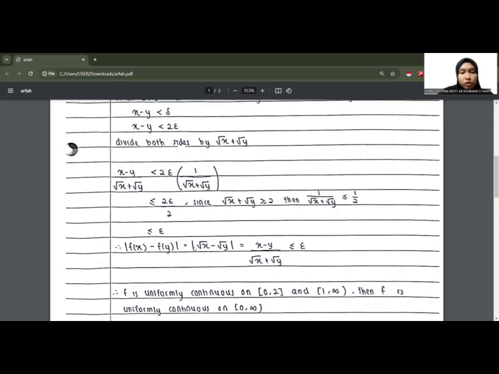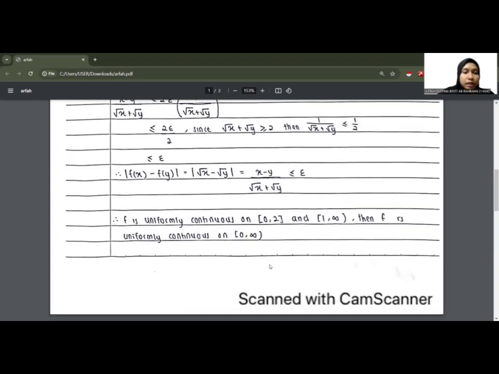So from the definition, we show that |f(x) minus f(y)| equals |square root of x minus square root of y|. Then we can change this expression by multiplying by the conjugate, square root of x plus square root of y over square root of x plus square root of y. And we will get (x minus y) over (square root of x plus square root of y) is less than epsilon. So we can say that function f is uniformly continuous on [0, 2] and [1, infinity). Then f is uniformly continuous on [0, infinity).